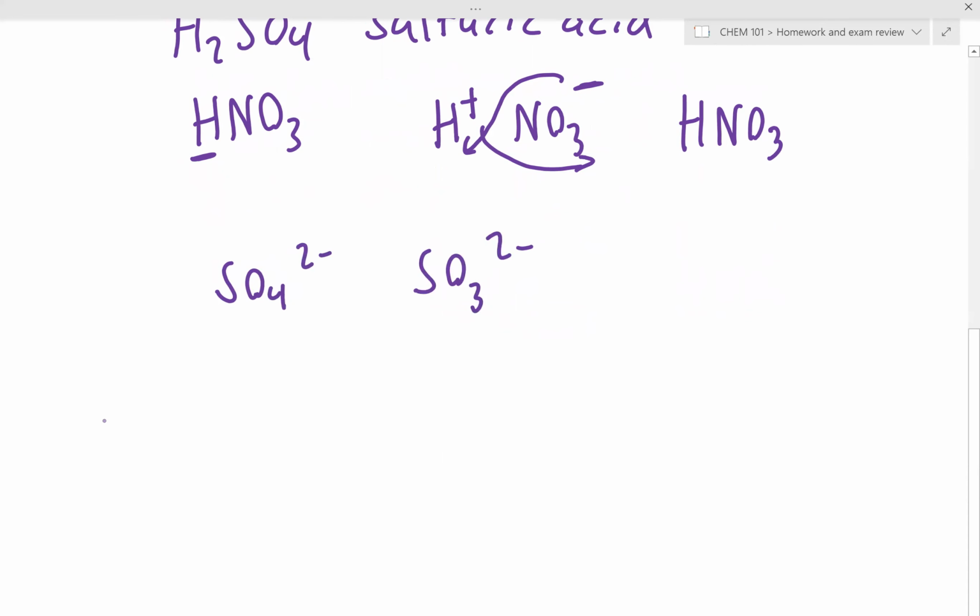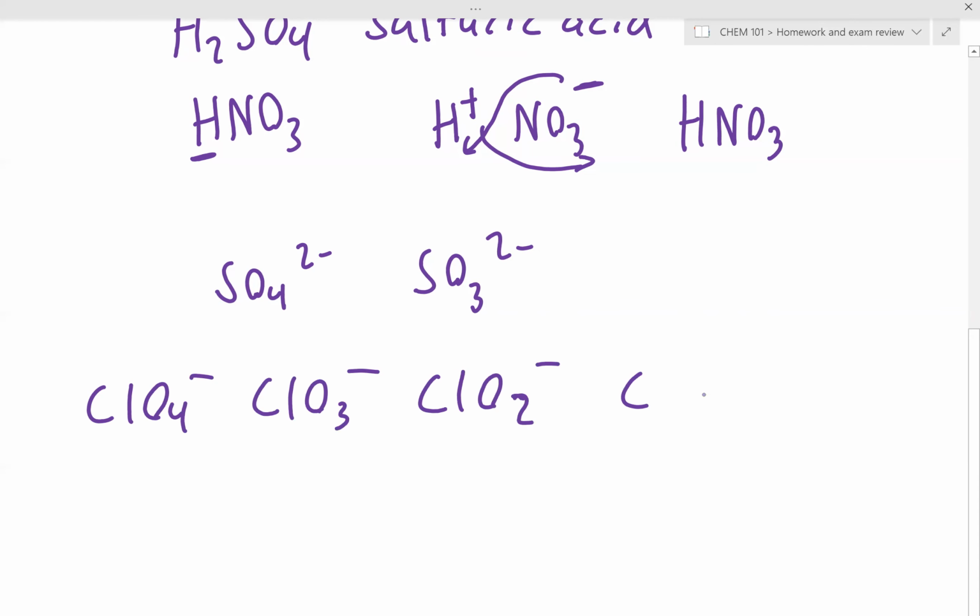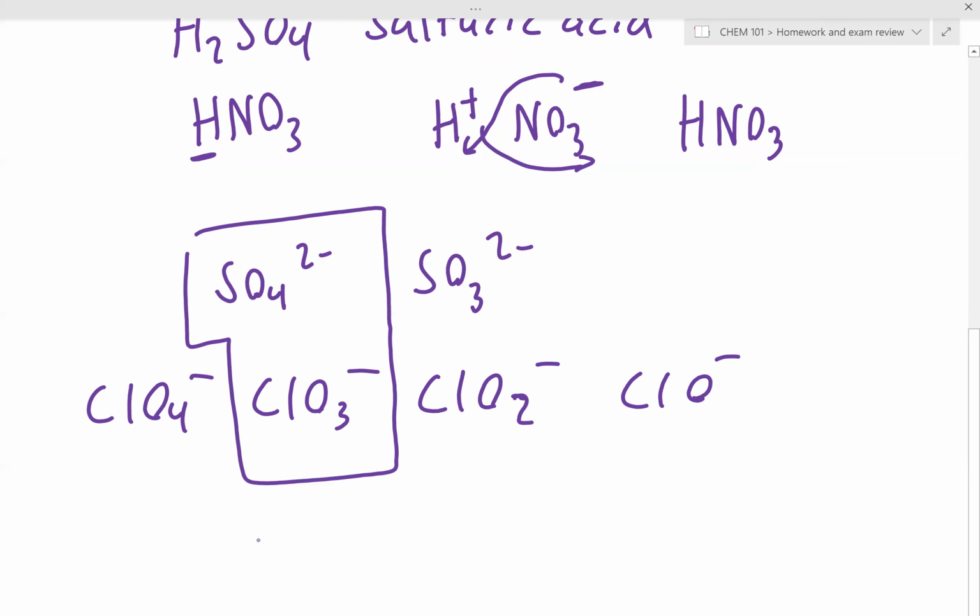Let's do ClO4-, ClO3-, ClO2-, and ClO-. Okay. So the ate polyatomic ion is the most common. I like to think about it as the most common, so you memorize the ate suffix. It's just the most commonly referred to polyatomic ion.